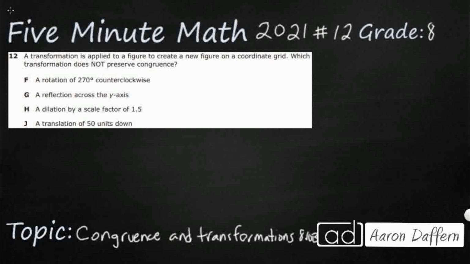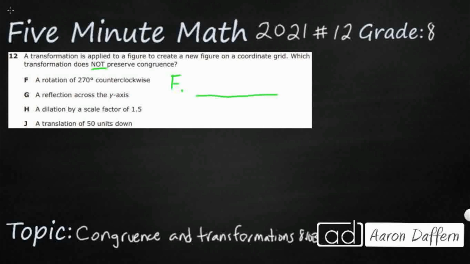So we have got a transformation. They don't even have it pictured for us, so we are going to draw some pictures to visualize it, but some type of transformation is applied to create a new figure. We're looking for the one that does not preserve congruence. So let's take a look at what these mean here. So F, rotation 270 degrees counterclockwise.